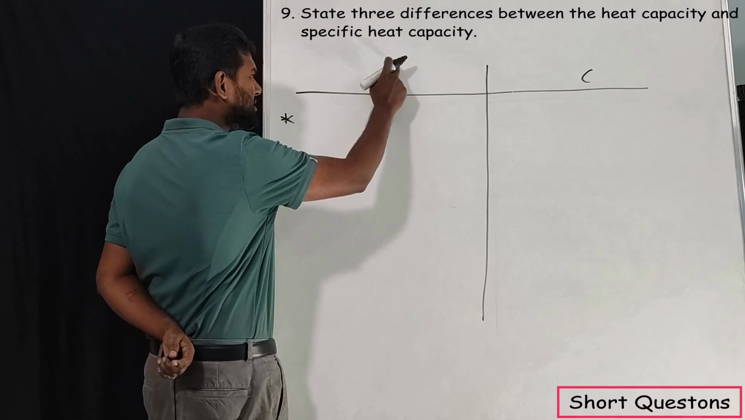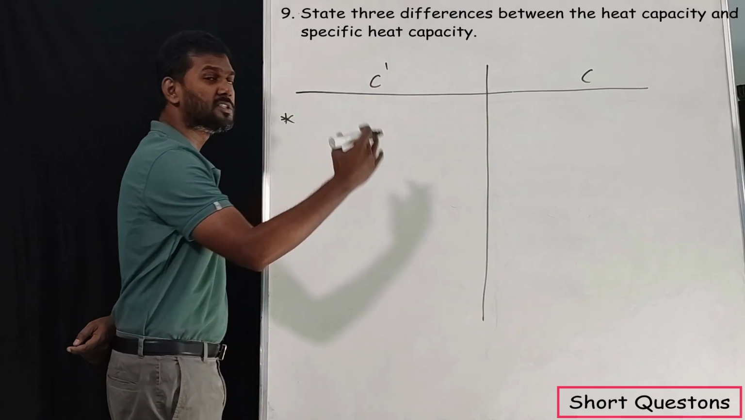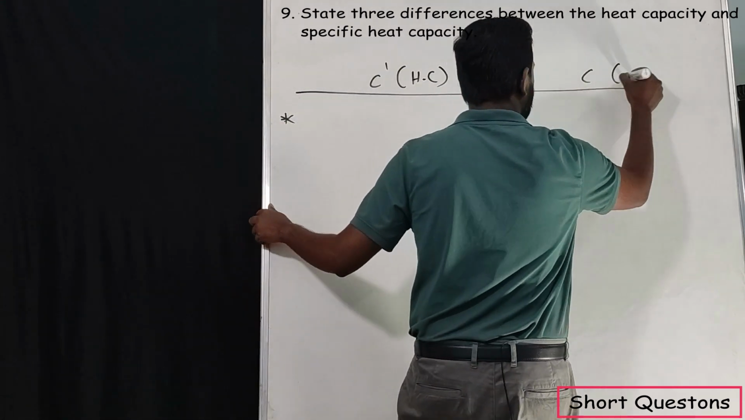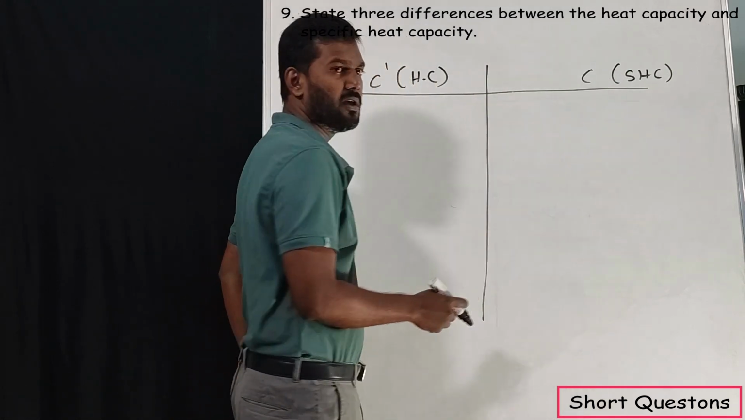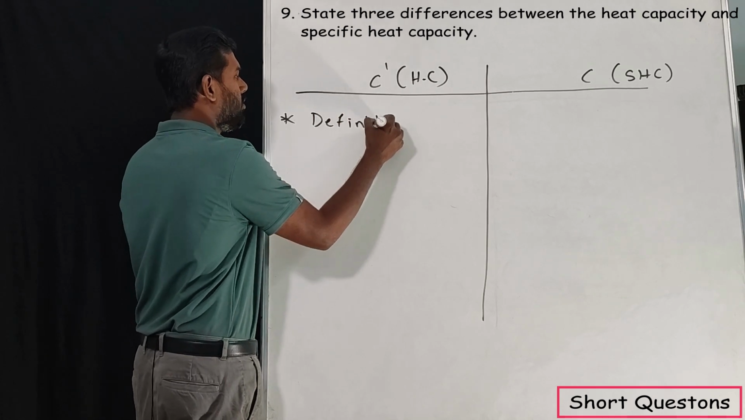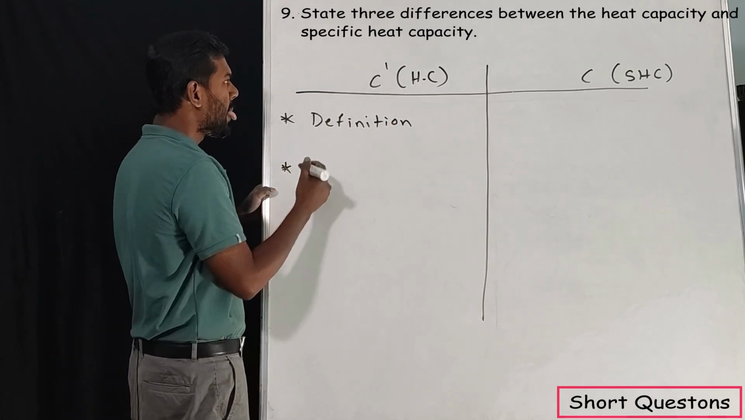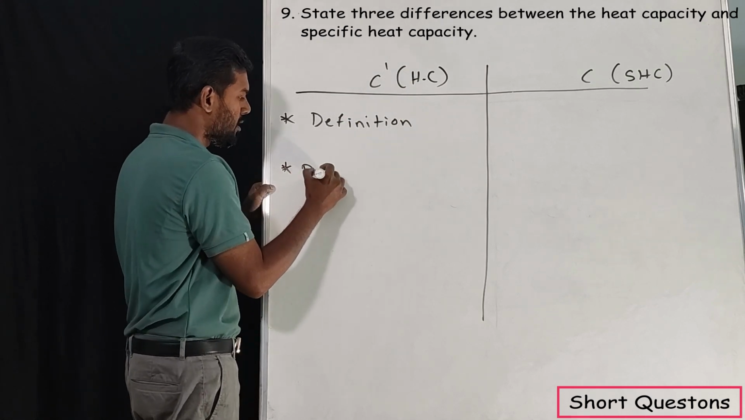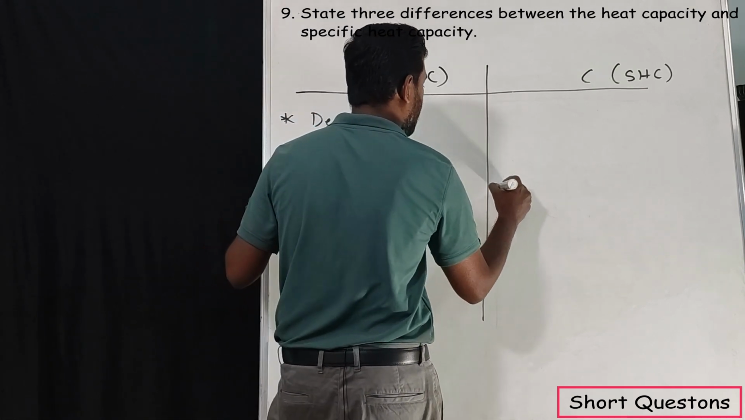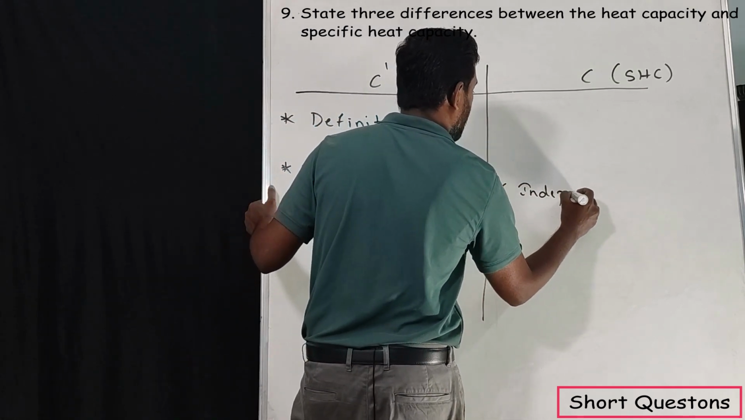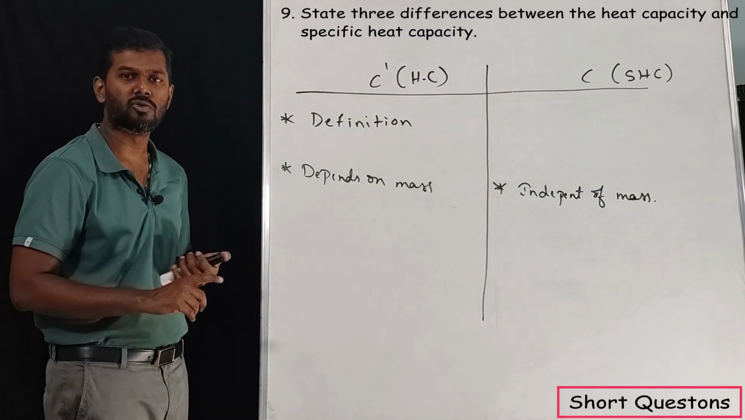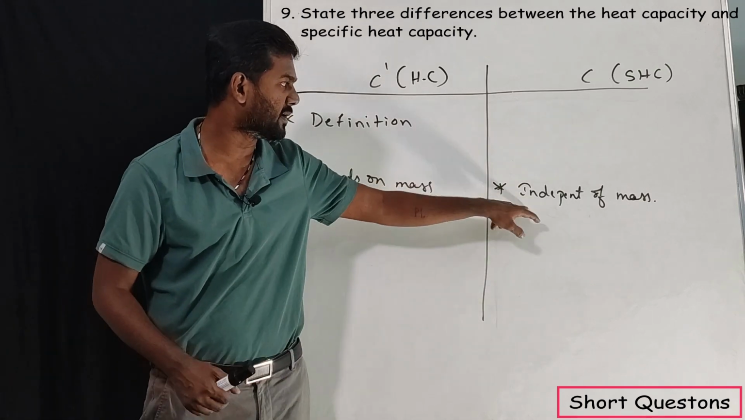Listen, C dash represents heat capacity, C represents specific heat capacity. So C dash is heat capacity, don't write it in short forms, and this is specific heat capacity. Now always the first one goes for definition, the second one, heat capacity depends on mass, and specific heat capacity is independent of mass.